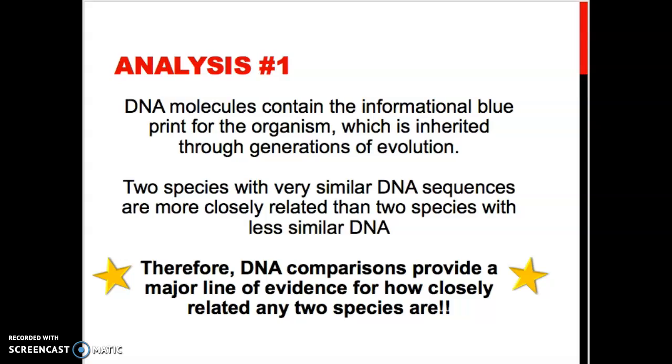Your DNA to your siblings, if you share the same parents, is probably pretty close. If you are looking at cousins, there are probably a little bit more differences. So the more closely related you are, the more similar your DNA would be. So do you see those big yellow stars? That's the most important part. So therefore, DNA comparisons provide a major line of evidence for how closely related any two species are.